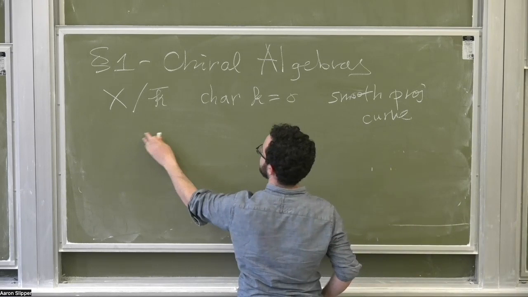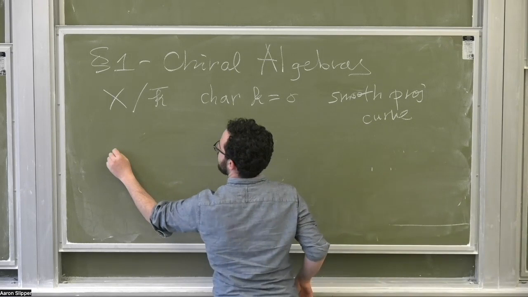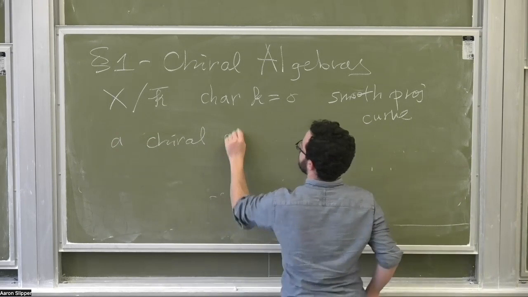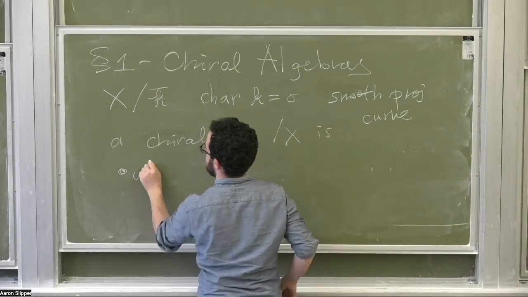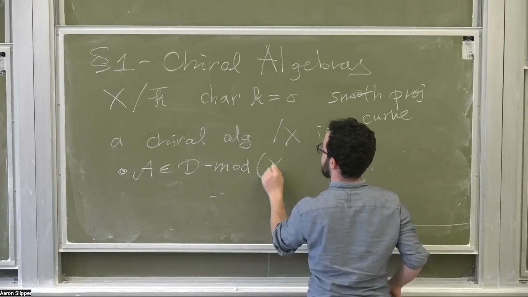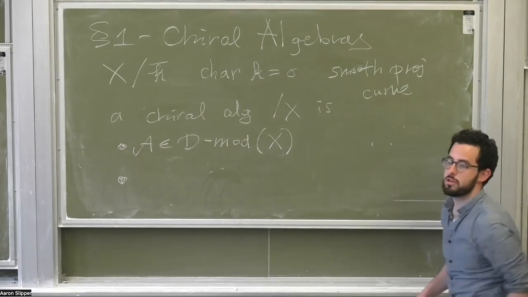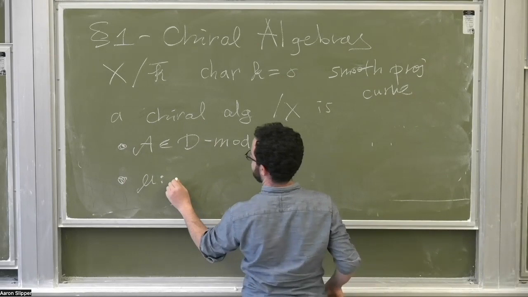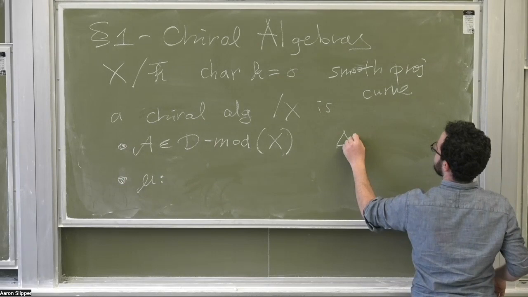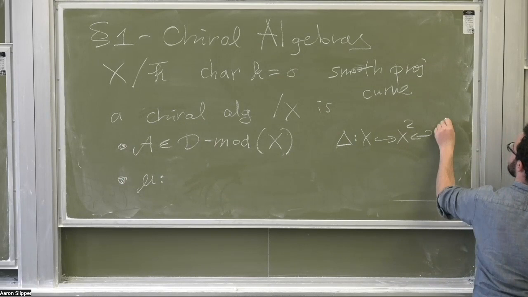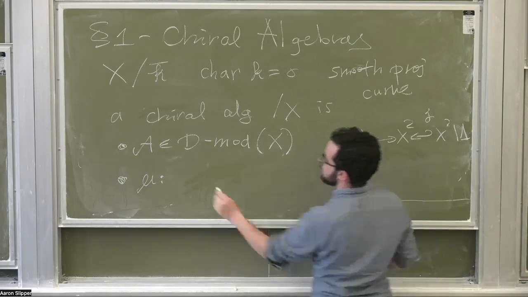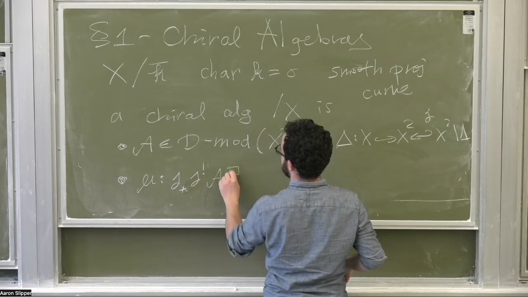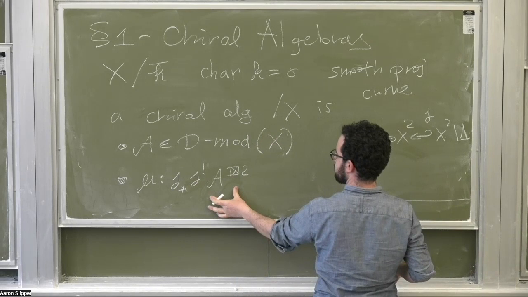So what is a chiral algebra? A chiral algebra on X is a D-module A on X, and then we have something similar to this multiplication that we had there. So we have a diagonal embedding Δ from X to X squared, and then we have a complement, which we denote by j. We need to give a map like that. So basically this is two sections of A, but we can have a pole along the diagonal.